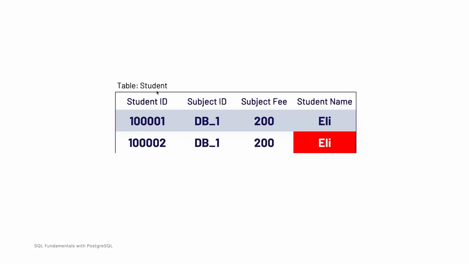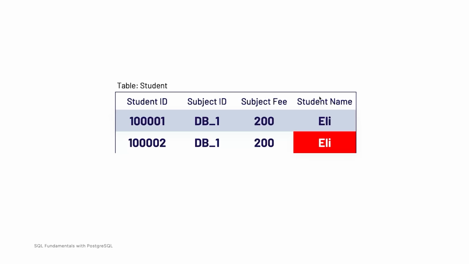So let's imagine we had a student table. We have 4 fields in the student table. We'll go ahead and create a new record, the first record that you can see here highlighted in blue. So we have student ID 10001, subject IDs, subject fee, and the student name is Ellie. Now imagine we enter a second record, another student. So we have student ID 1002, subject ID the same, subject fee the same, and then the name is the same. Okay, so potentially we have a problem here if we have set the student name field to unique.